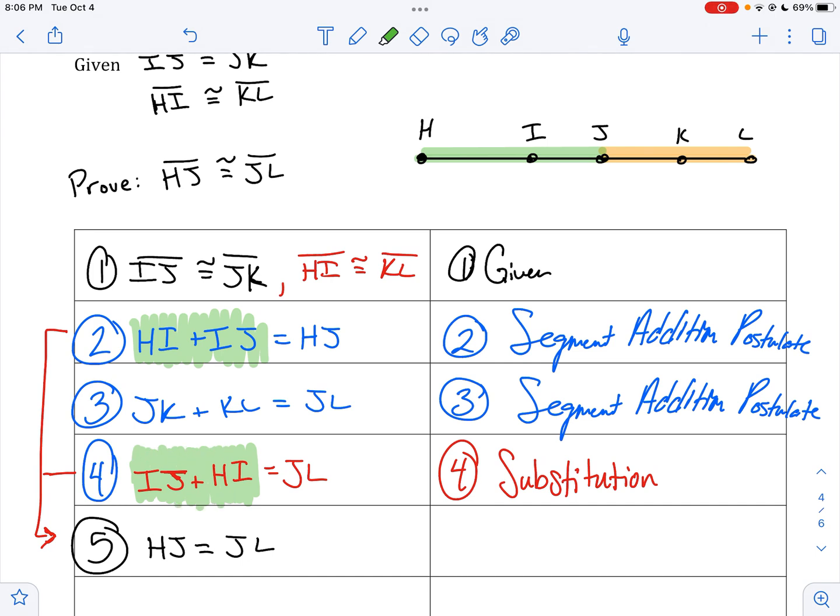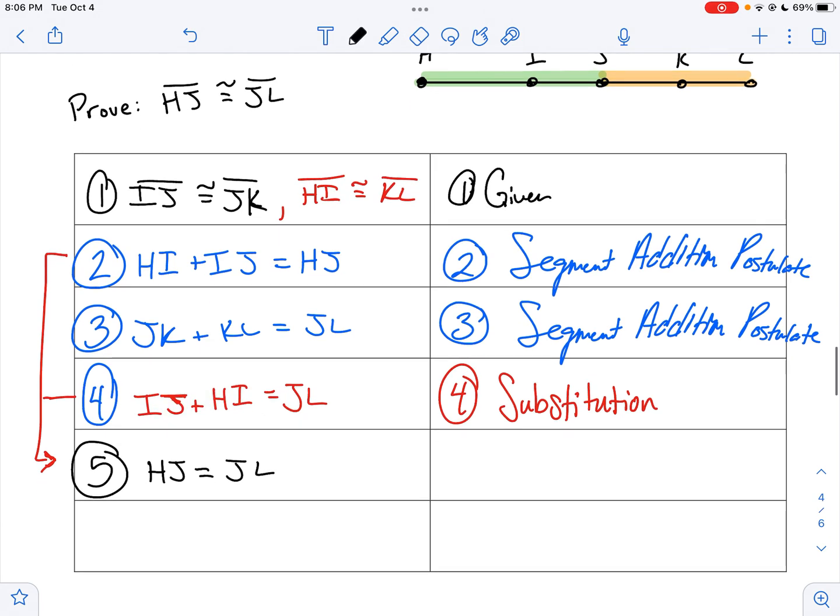So HJ and JL are equal to the same thing. The left sides of the equations are the same thing. And because the left sides are the same thing, I can say that HJ and JL are equal. But I do have one more step. So this could be either transitive property, or I would also accept substitution.